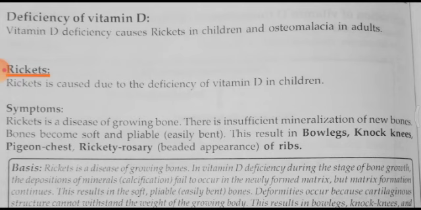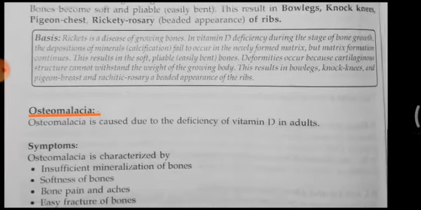So in the knee area, the bones will get affected. In the chest and ribs, the bones will get affected in the form of pigeon chest, and the beaded form of the ribs can also be seen in rickets.